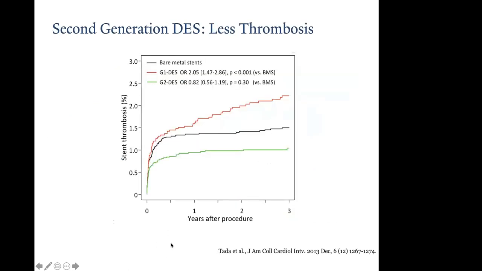So second generation drug-eluting stents fixed a lot of the problems with first generation drug-eluting stents. I'll show a little bit more data about this, but basically, if you look at a first generation drug-eluting stent going out several years, it had the highest risk of stent thrombosis, which is at least 2%. Bare metal stents were somewhere in the middle, and then second generation drug-eluting stents had the least risk of late stent thrombosis.